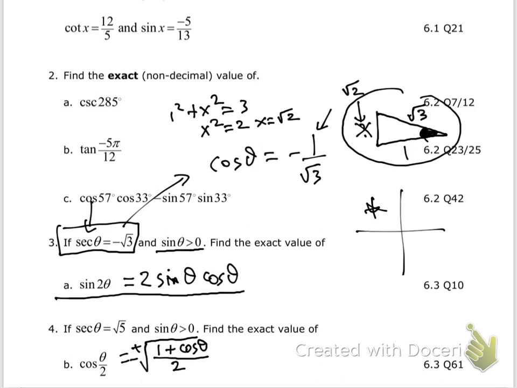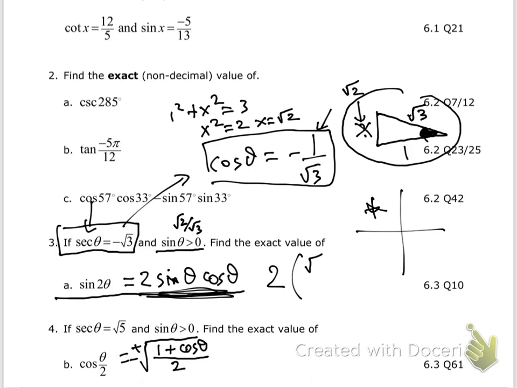So I'm going to write down the cosine there, and the sine is root 2 over root 3. So I'm going to plug everything into the formula. 2, what's sine theta? It is root 2 over root 3. What's cosine theta? We've already got it here. Negative 1 over root 3. Make sure it's negative inside.